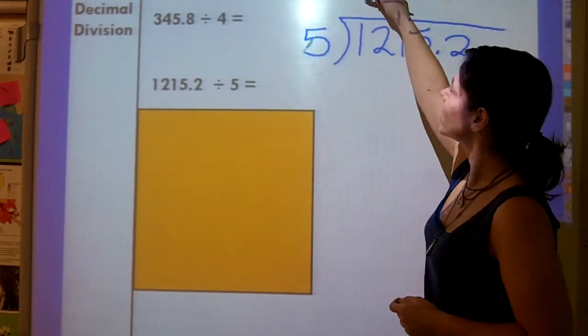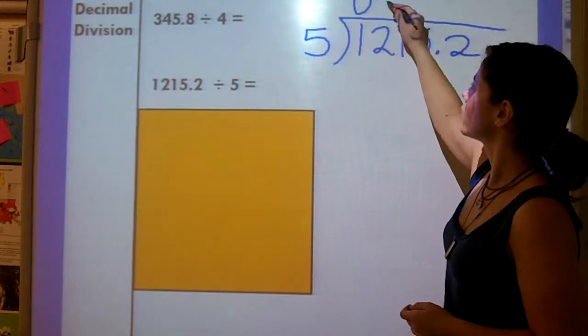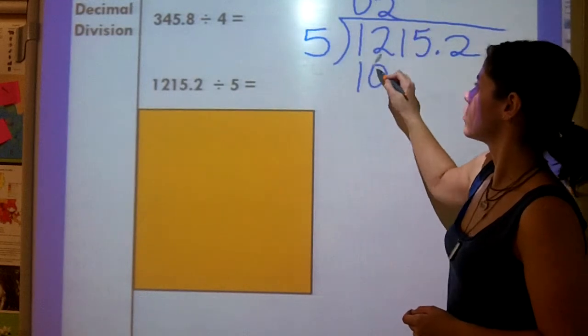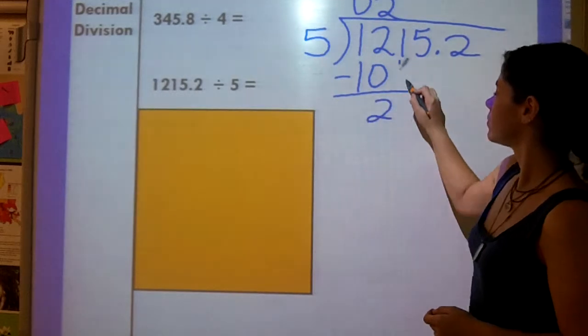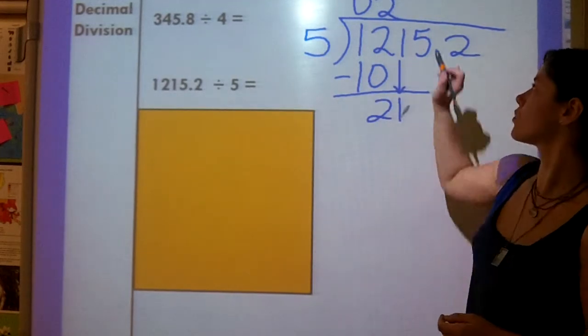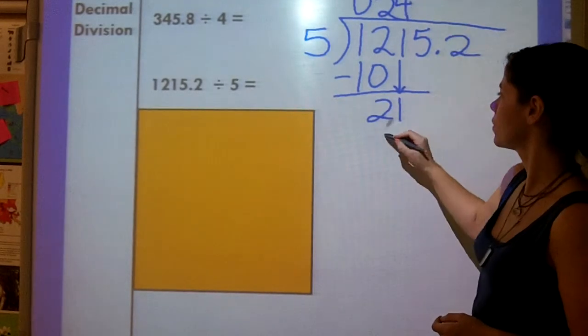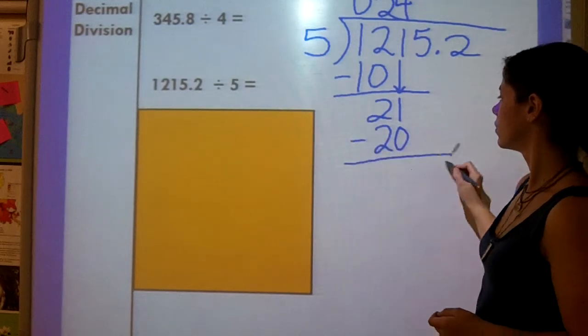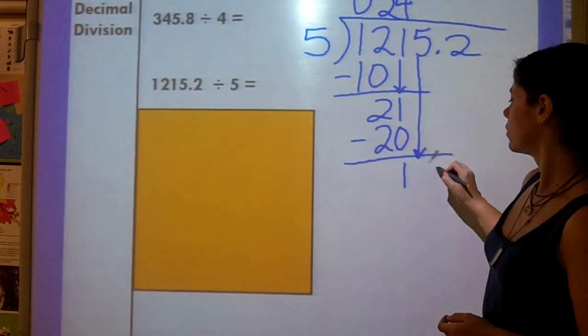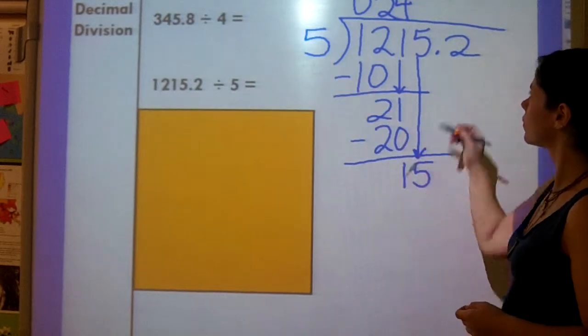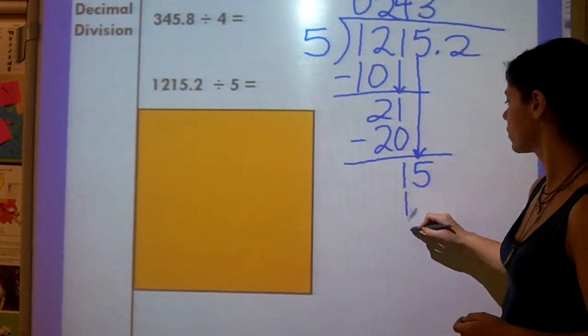5 doesn't go into 1. 5 goes into 12 2 times, because 5 times 2 is 10. 5 goes into 21 4 times. 5 goes into 15 3 times.